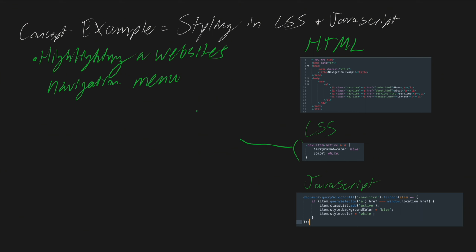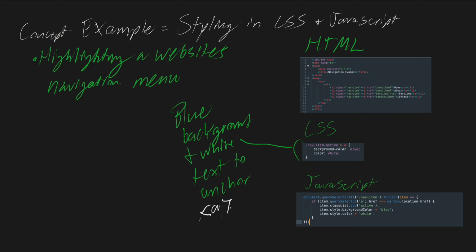To explain the CSS in depth, the CSS rule will apply a blue background and white text to the anchor tag, specifically on that anchor tag that is a direct child of a list item, li, with the class active.